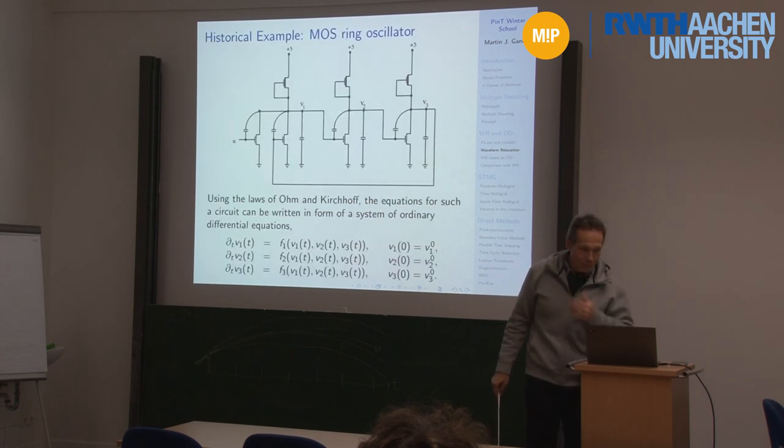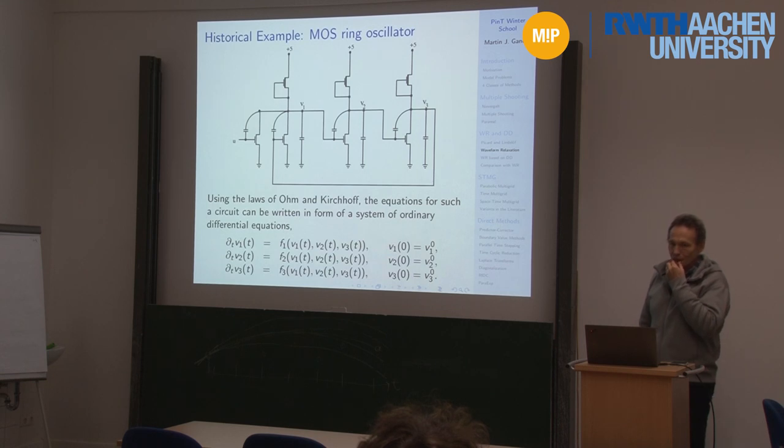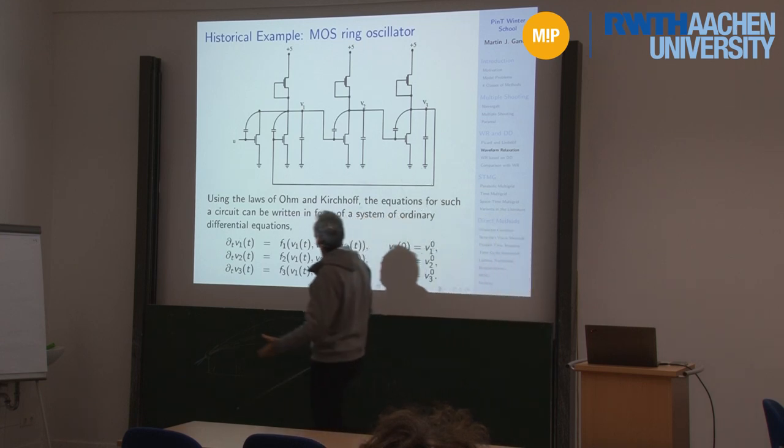And so what's this algorithm? Here is an original example from that paper. It's a MOS ring oscillator. Who is doing circuits among you? Come on, nobody ever does anything in this audience. So this is an electric circuit. This is a MOS ring oscillator. Why is this a MOS ring?